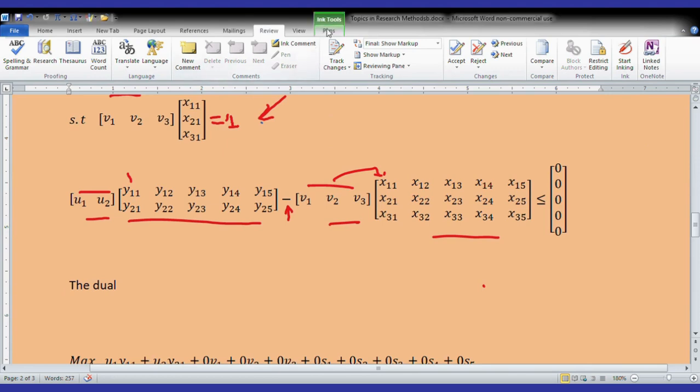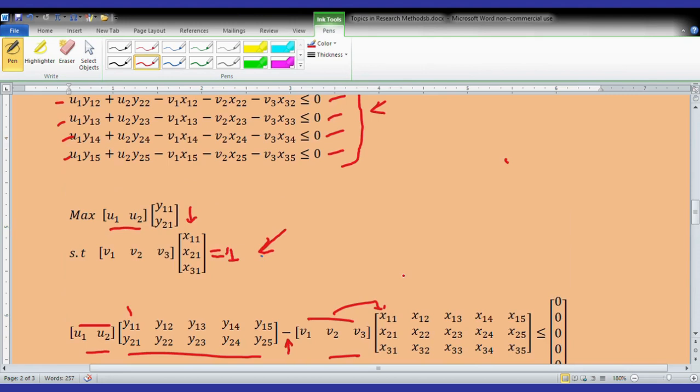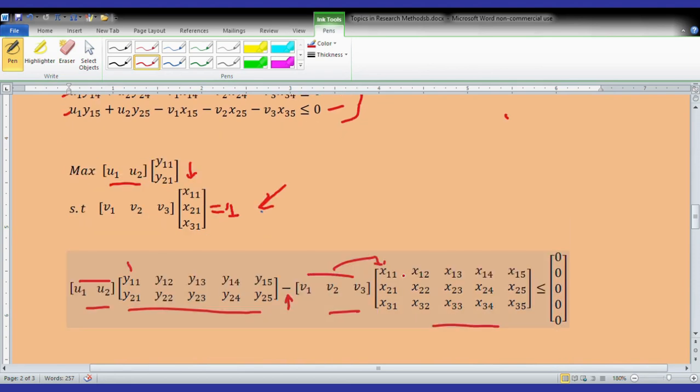Because they assume that you have a knowledge of linear programming, they don't mention how they have arrived at that system. So see that as far as this one is concerned, this equation could be written as u transpose times yn.